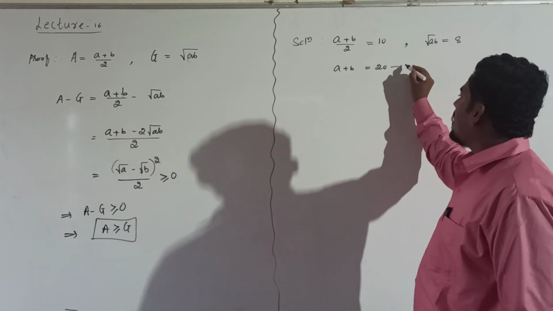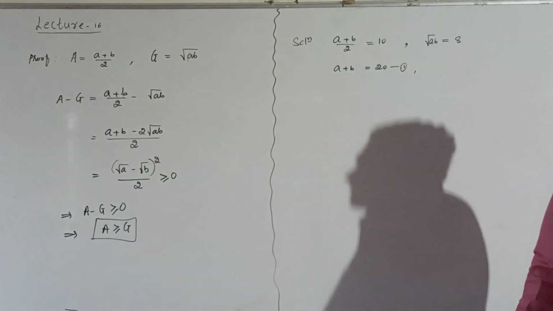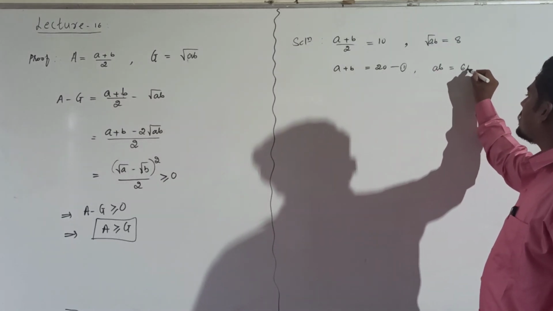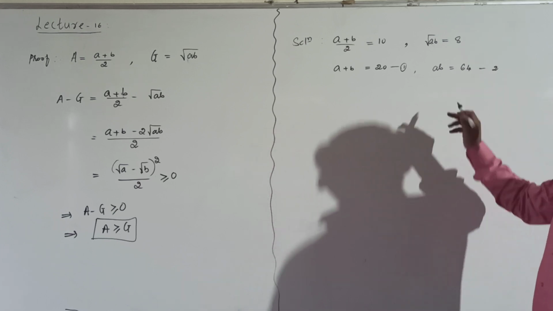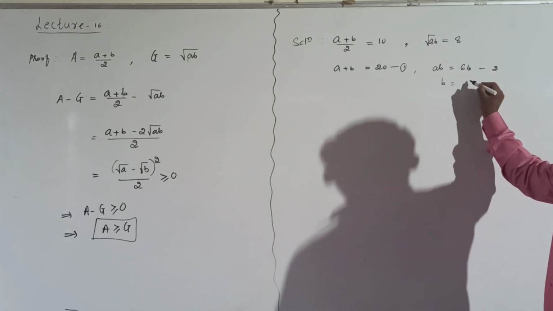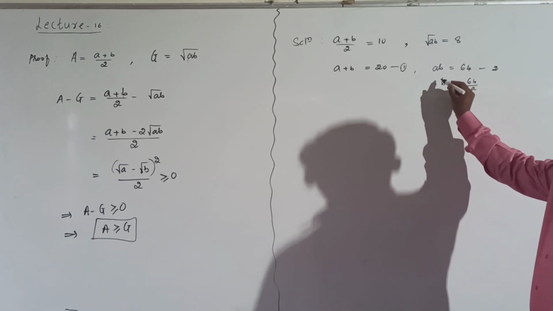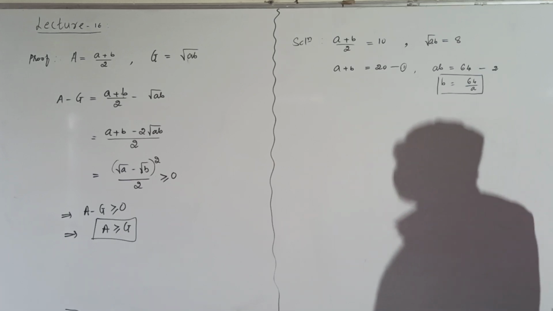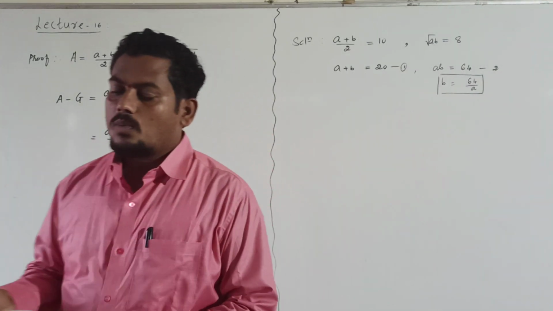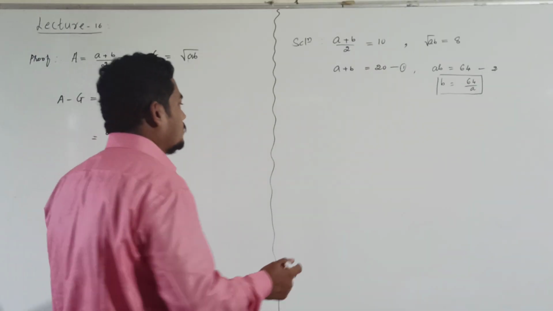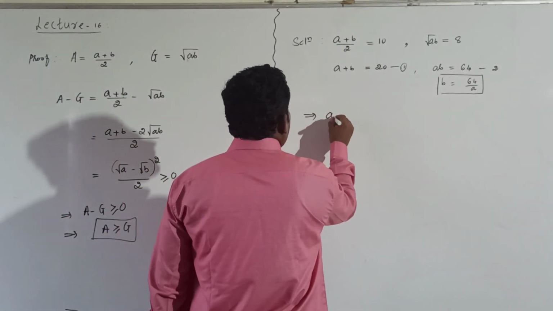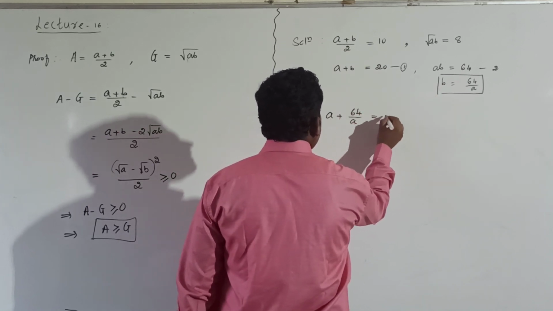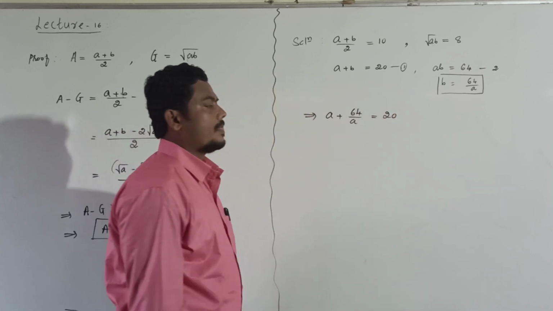Take this as equation number 1. After that, square root of ab equal to 8 means what is ab value? ab is clearly 64. From this I will write b value, that is 64 divided by a. b equal to 64 divided by a. Now replace b value in equation number 1. Now a plus, what is b value? That is 64 divided by a, that's equal to 20.